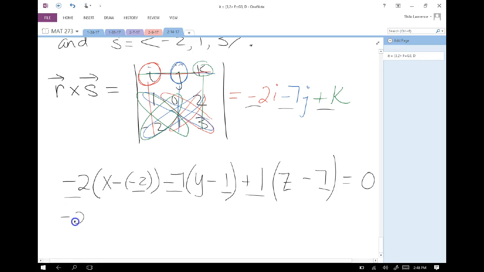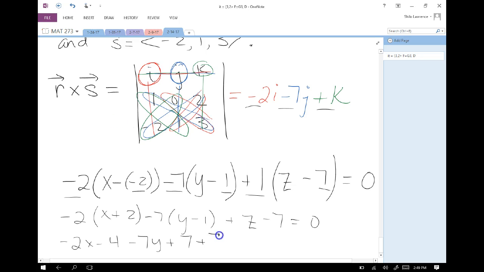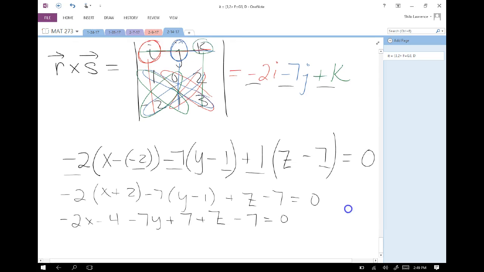And we need to simplify this because we want the general form. So that's really x plus 2. And if we distribute, we get -2x minus 4 minus 7y plus 7 plus z minus 7 equals 0.